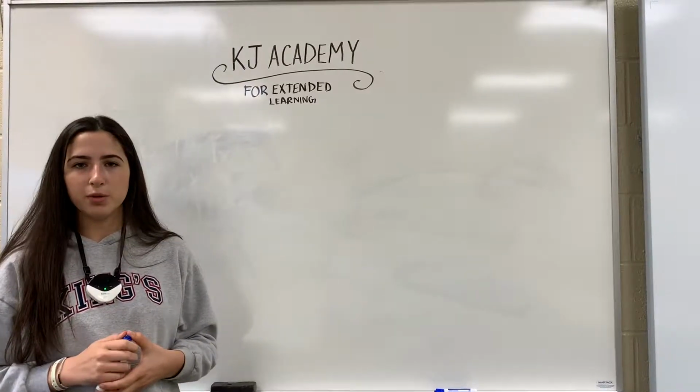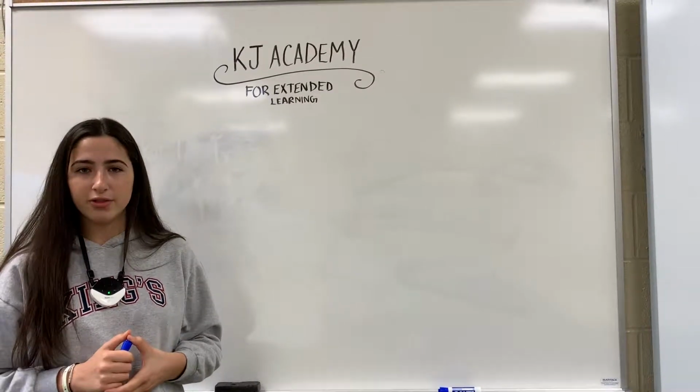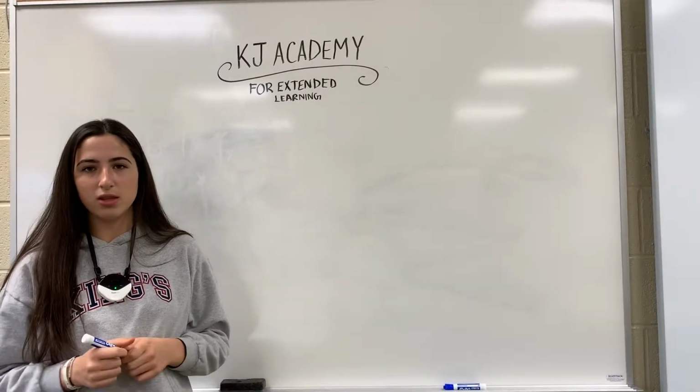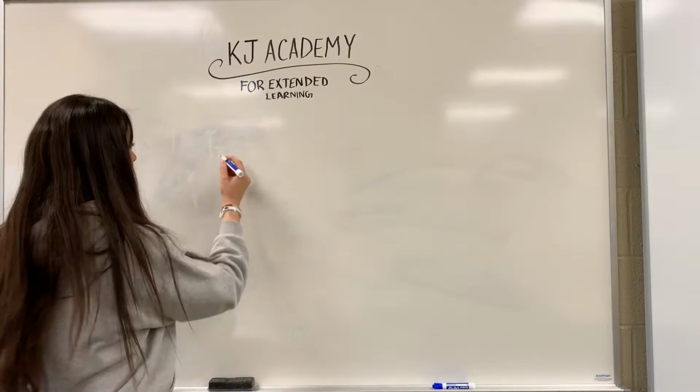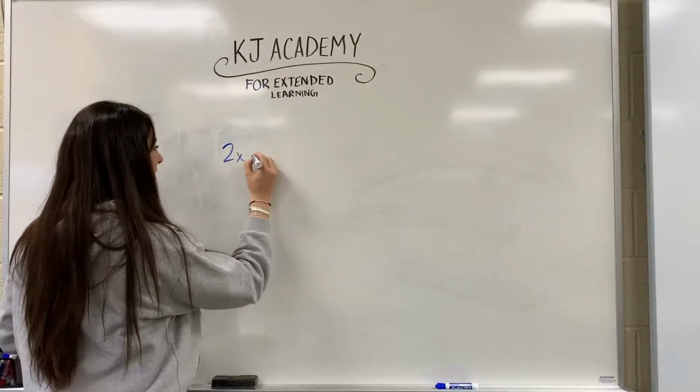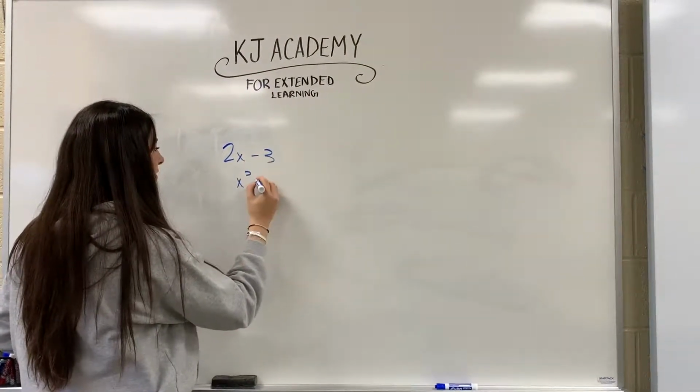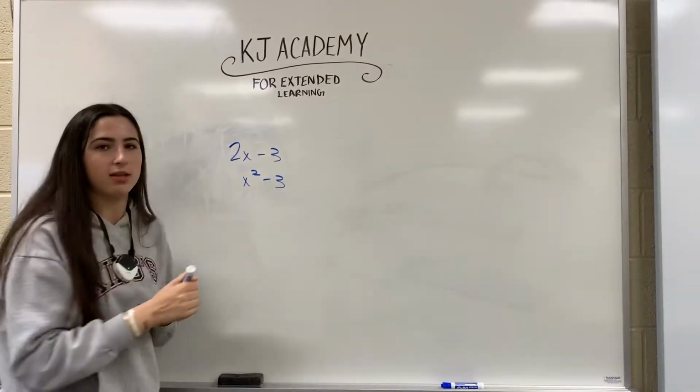If the binomial you are dividing by has a coefficient higher than 1 or the degree is higher than 1, then long division is a better option. For example, if it's 2x minus 3 or if it's x squared minus 3, then long division is the better option.